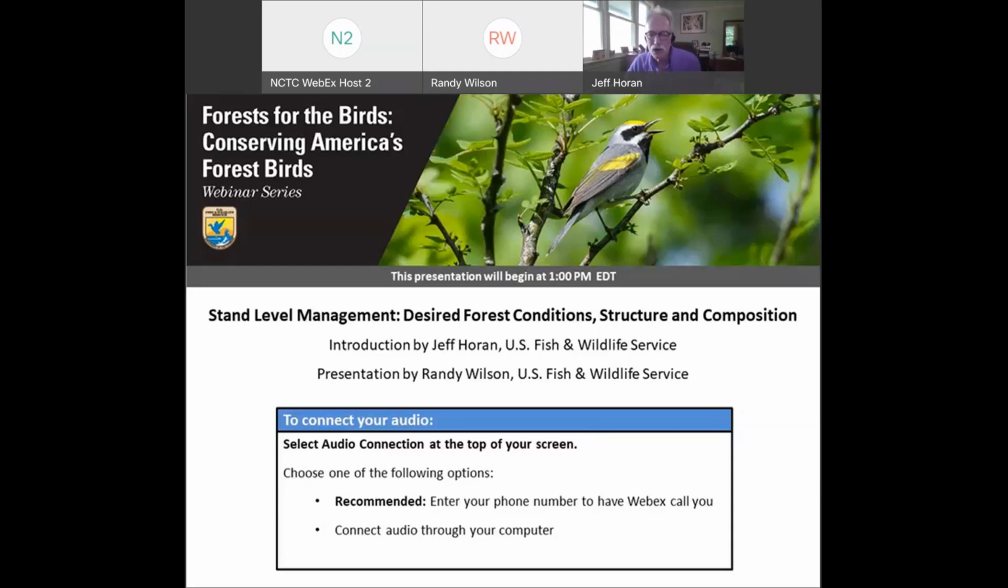Today you're going to be hearing from Randy Wilson of the U.S. Fish and Wildlife Service, and he's going to be talking about stand level management, desired forest conditions, structure, and composition. To give us some information on logistics is Shannon Connors, who's here from our National Conservation Training Center and provides us all our technical support. Go ahead and take it away, Shannon, and tell us a little bit about what's happening next.